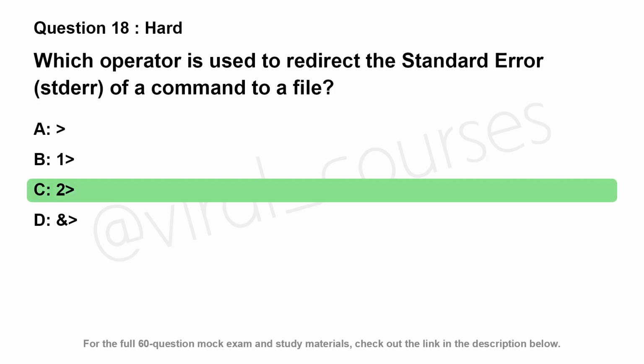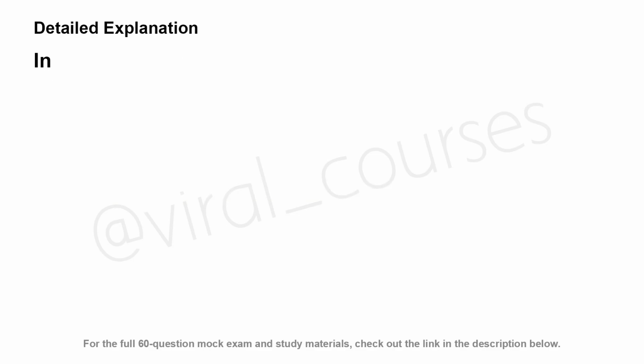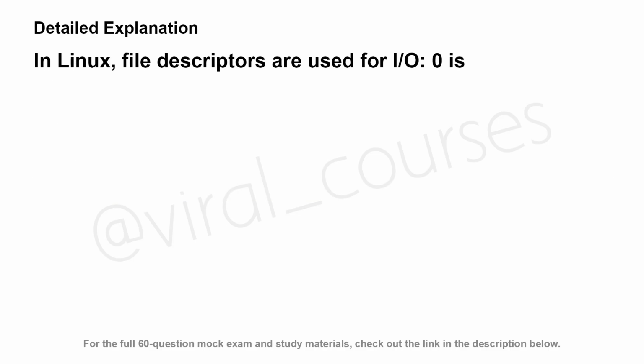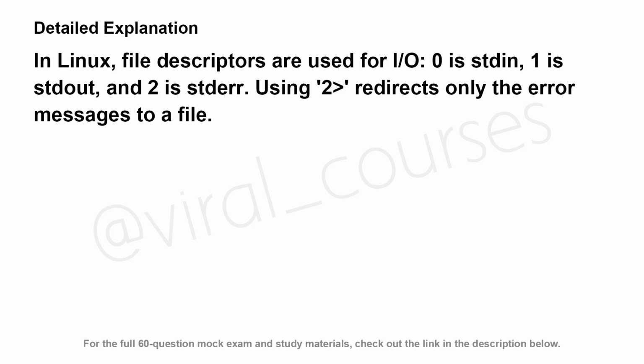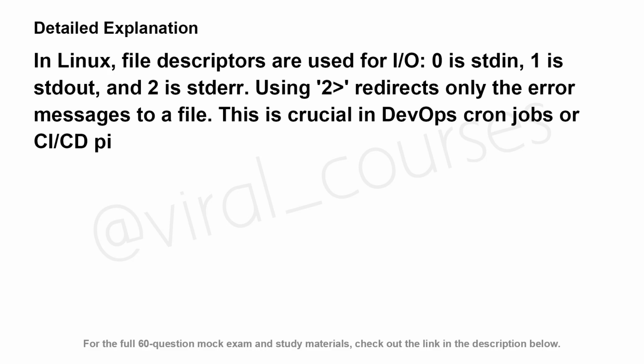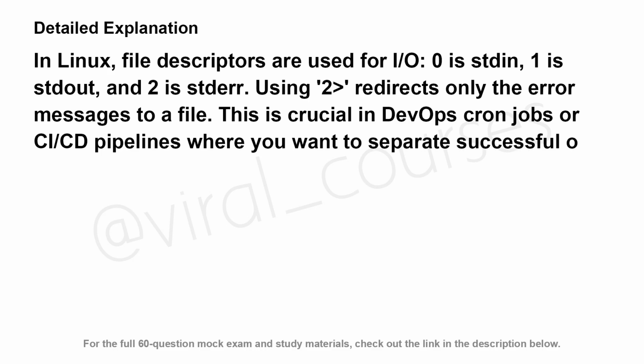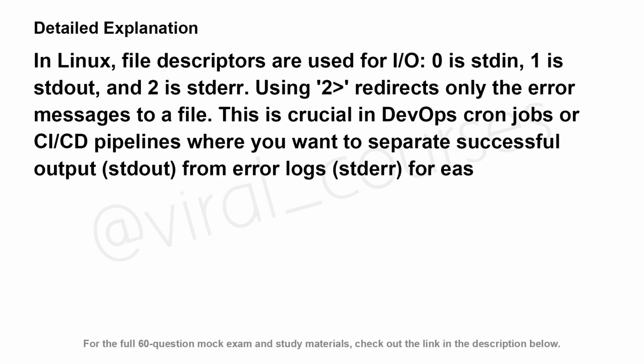The correct answer is C. In Linux, file descriptors are used for I/O. 0 is stdin, 1 is stdout, and 2 is stderr. Using 2> redirects only the error messages to a file. This is crucial in DevOps cron jobs or CI/CD pipelines where you want to separate successful output, stdout, from error logs, stderr, for easier troubleshooting.